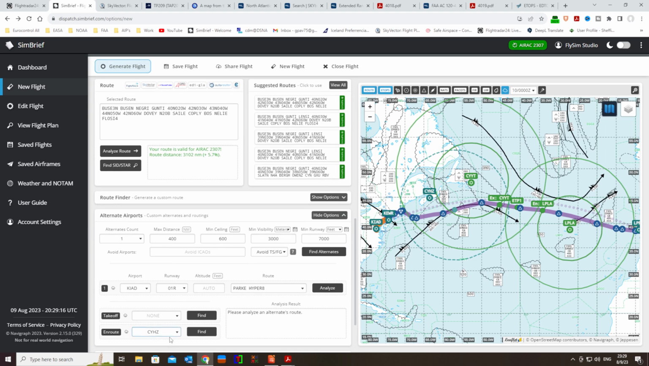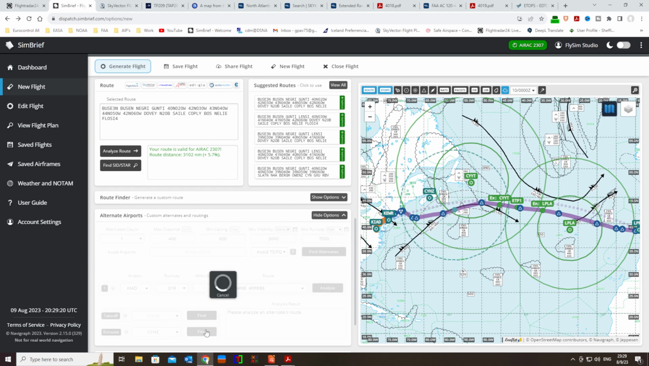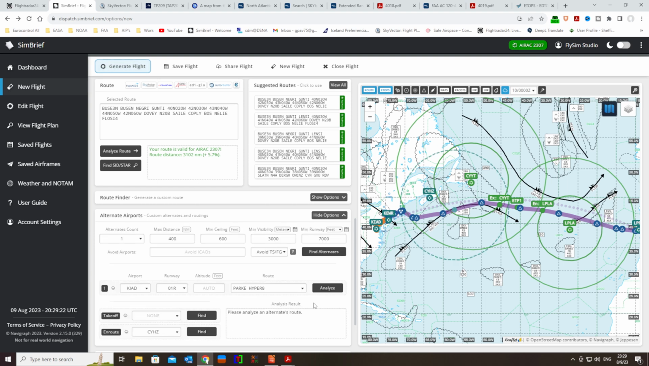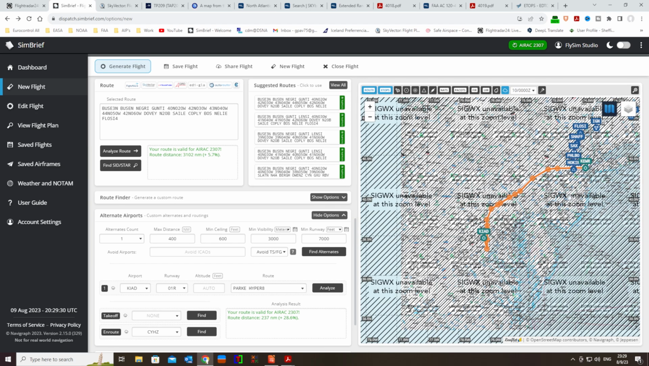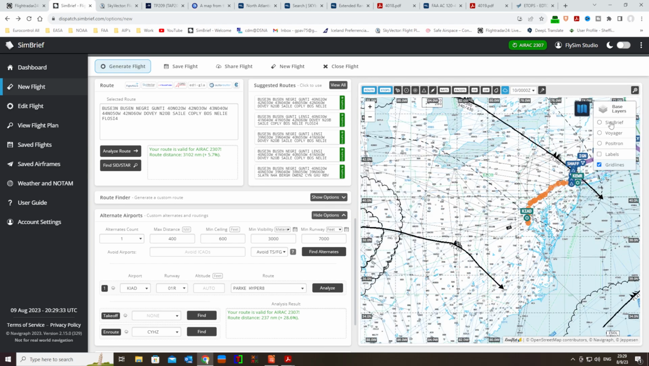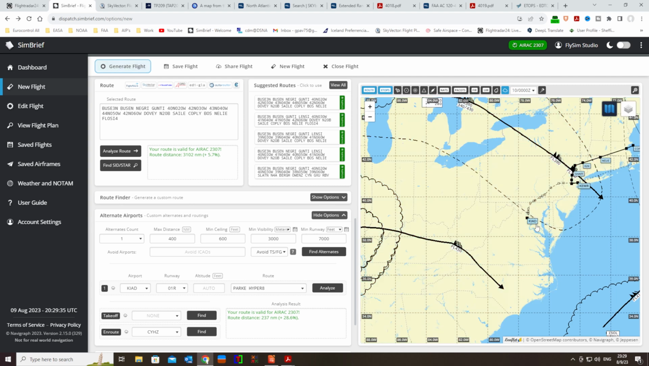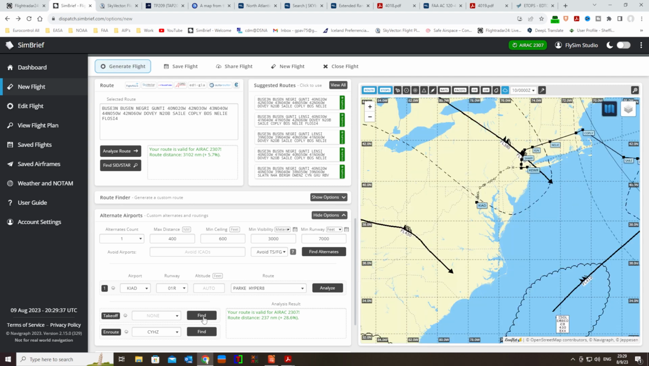Okay, so let's do an initial calculation. This is our en route alternate. We also have that. Find the route. Oops. It's not doing that. Analyze. Okay, it did it right now. Sorry about that. SimBrief. Okay, so we have the route for the alternate.